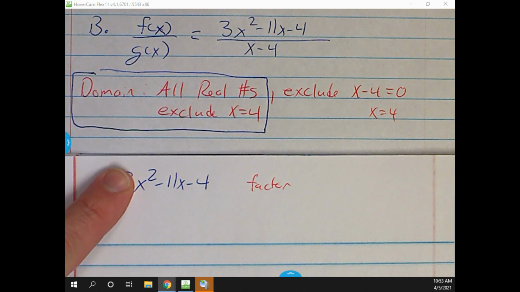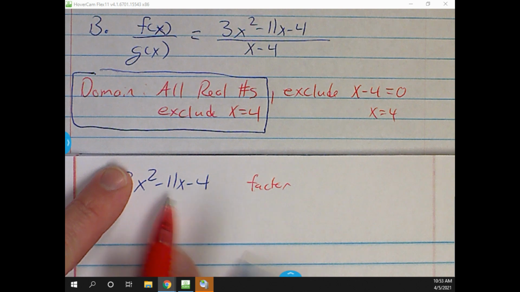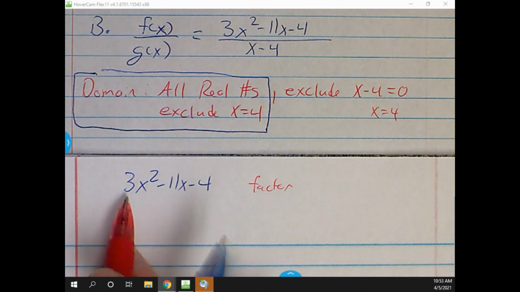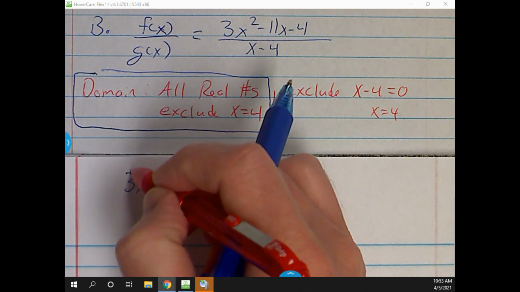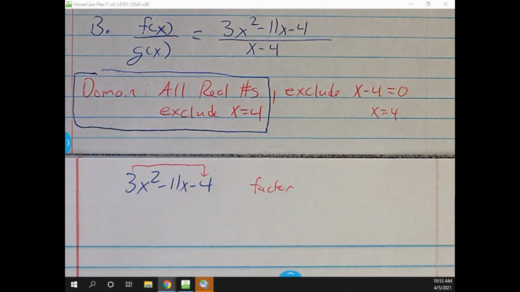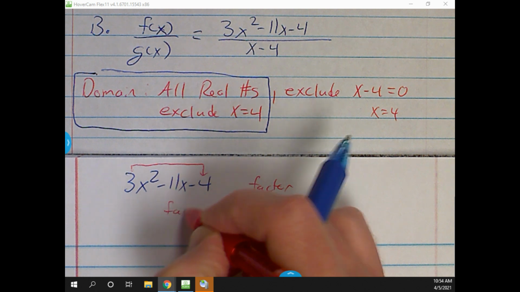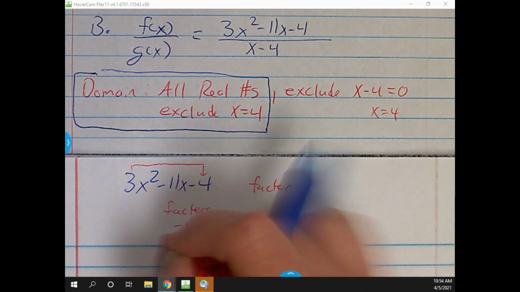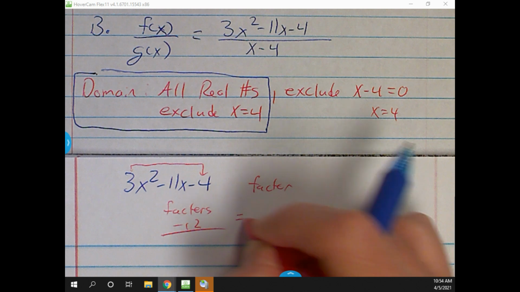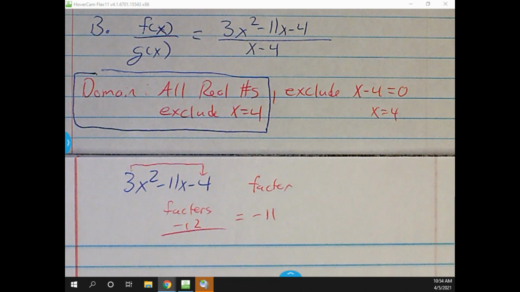If the first term was just x squared, we look for the factors of 4 that would equal 11. If that first term is something other than 1, then we've got to go back and multiply using the AC method. Do 3 times negative 4. So now we're doing the factors of negative 12, where the sum would equal negative 11.